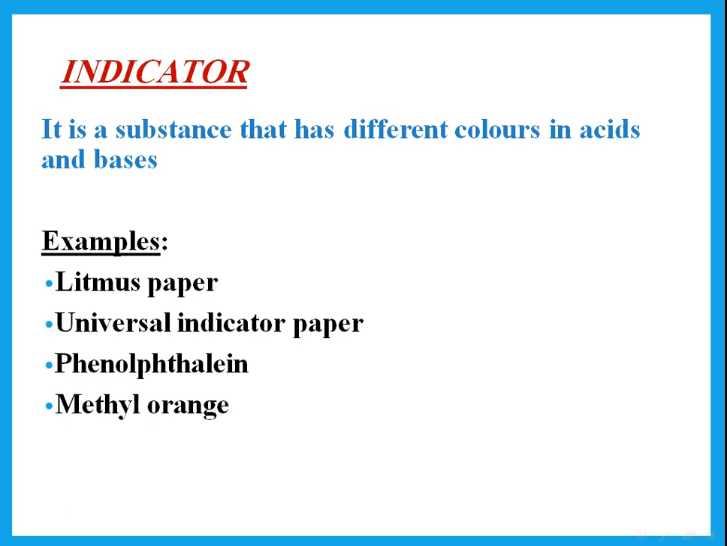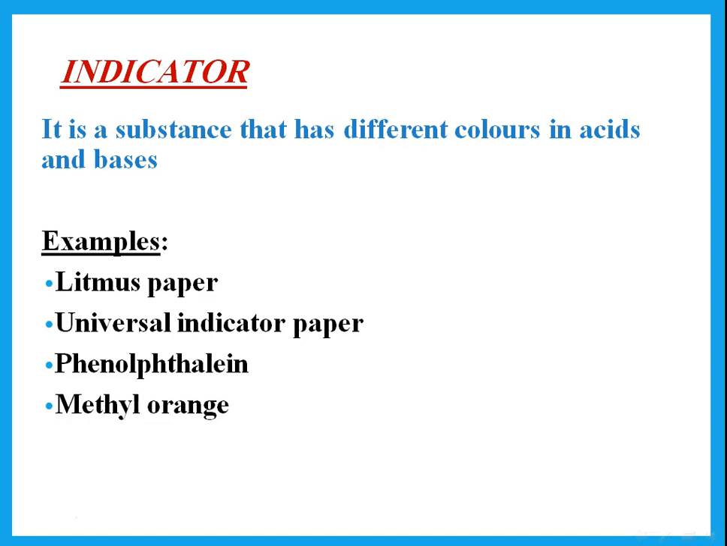So an indicator is a substance that has different colors in acids and bases. So if I have something, I put it in acid, it gives a color. I put it in base, it gives a different color, then that thing can act as an indicator.